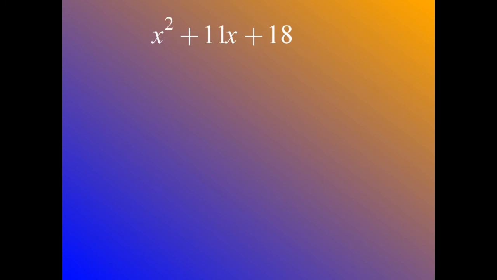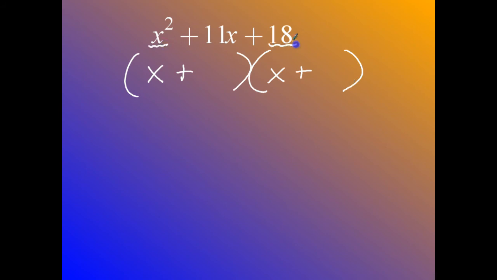Okay, here is one, and we're just going to factor this. Now, here's the goal: I want this thing to look like x plus something, multiplied times x plus something. And here's the idea. Look at your first term and your end term, right? My end term is positive 18, so I'm looking for 2 factors of 18. So how do I get 18? I could do 1 times 18. I could do 2 times 9. I could do 3 times 6.